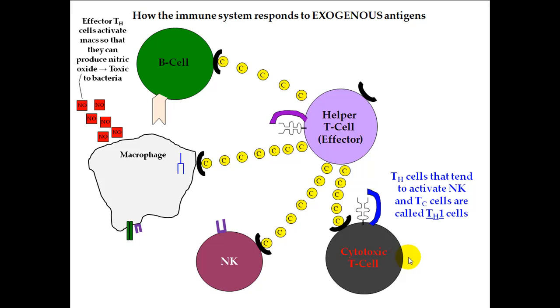On the other hand, you have a different type of helper T cell called Th2. So helper T cells that tend to activate B cells aren't Th1, but are considered to be Th2 helper T cells. So the bottom line is that helper T cells function in activating the other cells of the immune system, but you can categorize helper T cells based on what specific types of cells they help activate. So that's basically the story on how our immune system responds to exogenous antigens. And again, for example, you find exogenous antigens on bacteria.